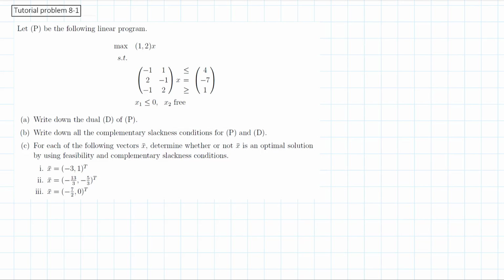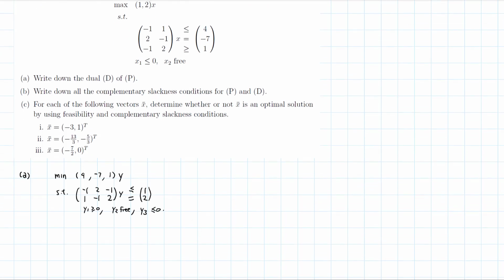Hello! We have a problem that deals with the complementary slackness conditions of an LP and its relation to the optimal solutions. We let P be this linear program. The first thing that we will do is to write down the dual of P. And we just follow the rules for taking duals, and this is what we have.